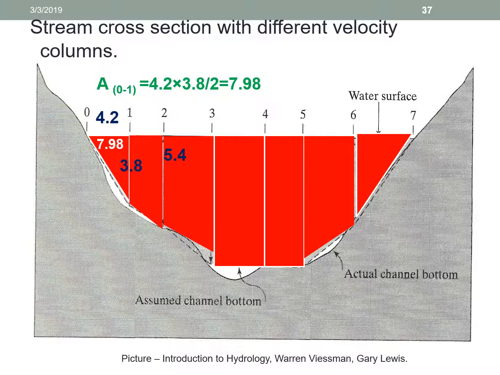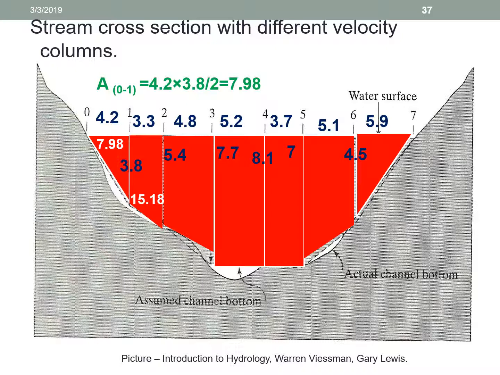The next, as you see here, for section 2, the depth is 5.4. The next is 7.7, 8.1, 7, 4.5. These are depths. And as you see at the top, the water surface from section 1 to section 2 is 3.3. From 2 to 3 is 4.8, 5.2, 3.7, 5.1, 5.9. Now you will find the area.